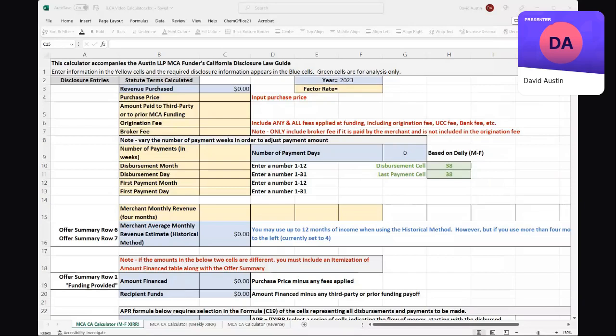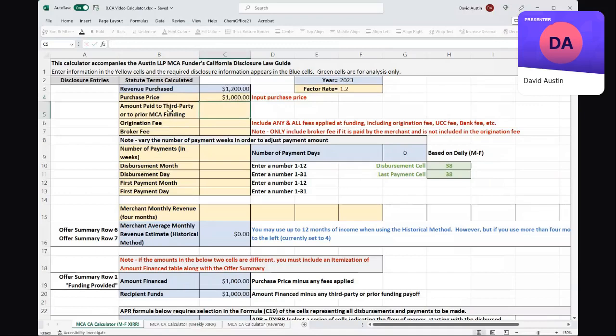Today, what I'd like to do is cover the calculator that we created for our California financial disclosure law. The calculator requires nothing more than the funding parameters that you would normally use in a funding sequence. For example, you put in a factor rate. In this case, we'll put in 1.2. What we're using today are the examples from the DFPI California regulators example of how you can create an APR under the statute. Once you put in the factor rate, you put in the purchase price. Let's put in 1,000.